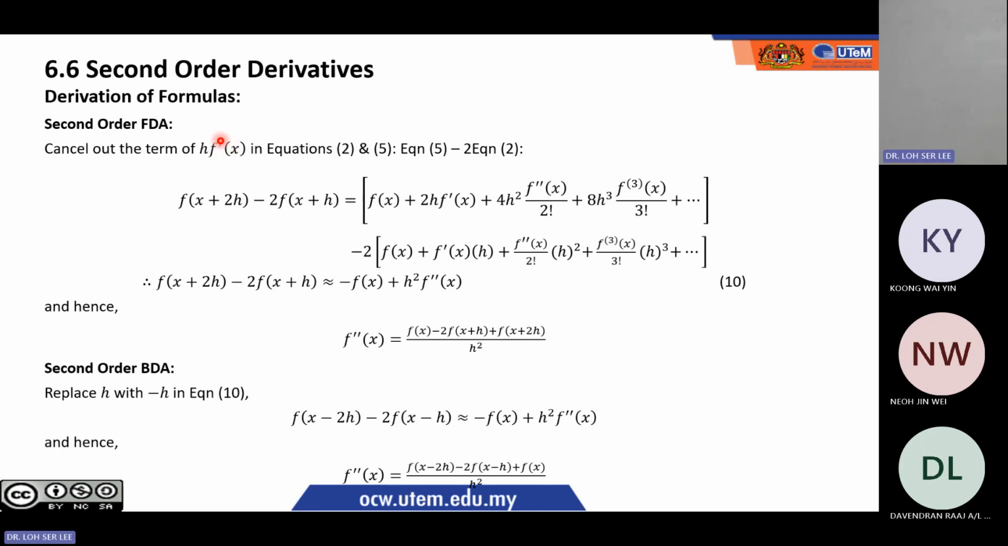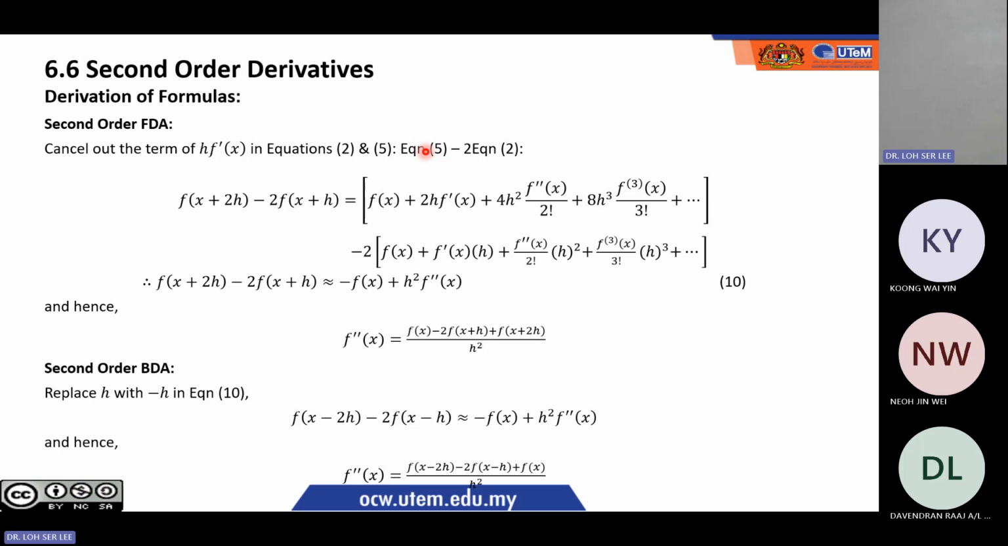We want to cancel out the f prime, because we want the formula to have f double prime without the f prime. We don't want any f prime here, so we cancel it out. This term is 2hf prime and this is hf prime, so we need to multiply a 2 to this series so that we can cancel out the f prime term.